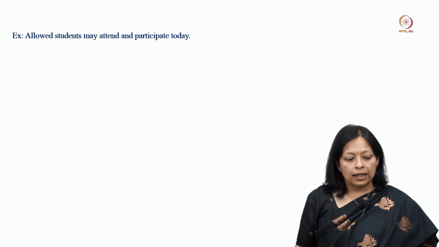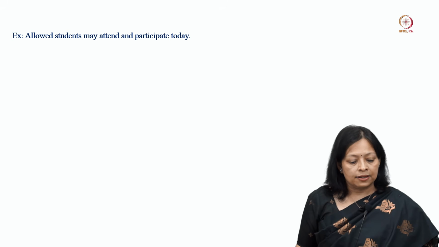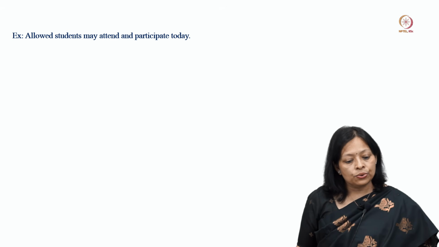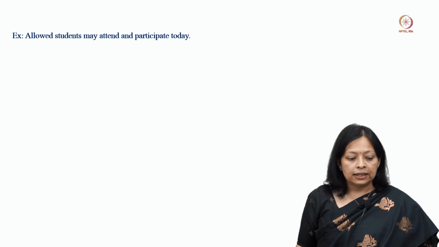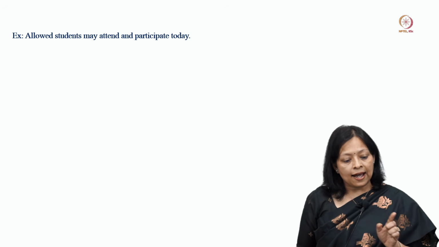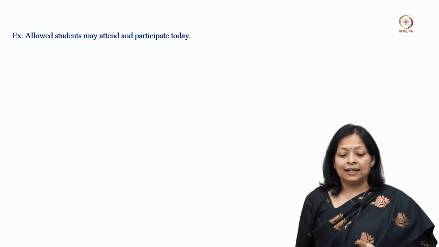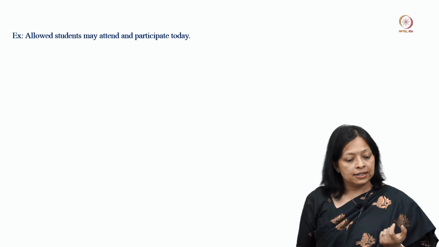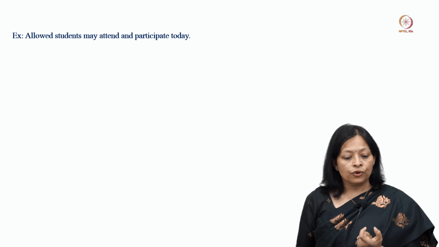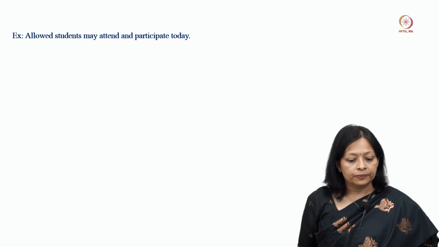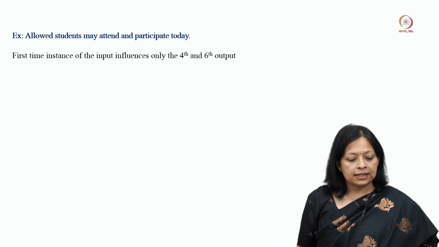Now just take an example of this sentence: allowed students may attend and participate today. Now, if you see, the first word, allowed, is having an effect on attend and participate. So the first instance or the first input, allowed, is affecting your fourth and sixth word in the sentence. So the first time-step input influences only the fourth and the sixth output.